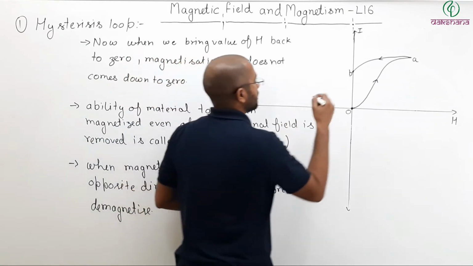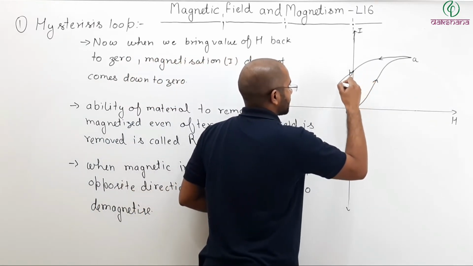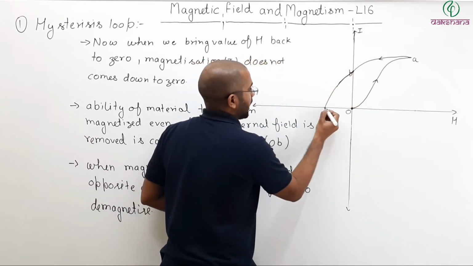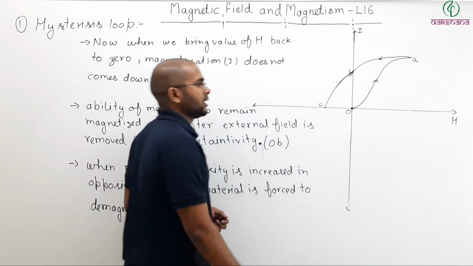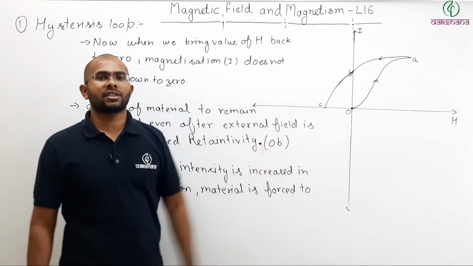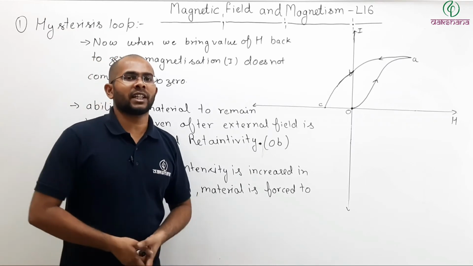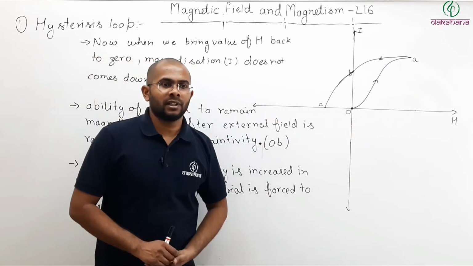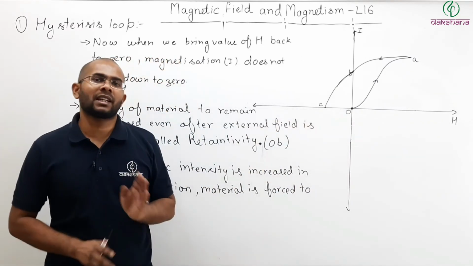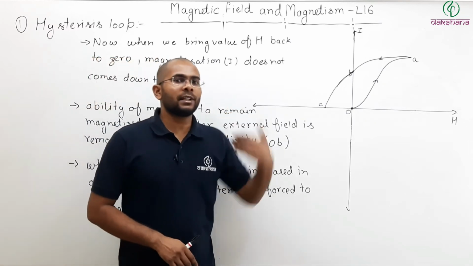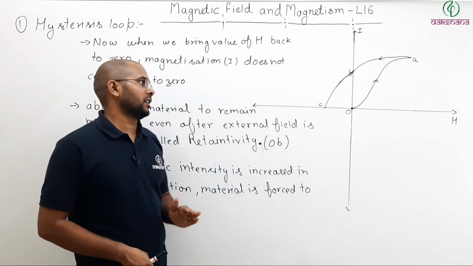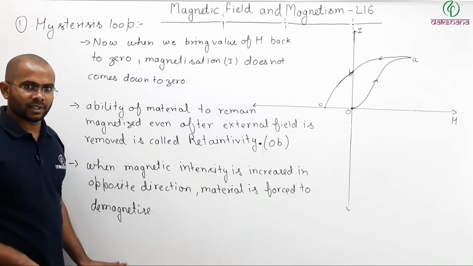So what will the curve be? The curve will be something like this. Here at this point, let us write this as point C. Your H is not 0, H is negative, and your magnetization becomes 0. So for a ferromagnetic material, once you magnetize it, just removing the field is not sufficient to demagnetize it. If you want to demagnetize a ferromagnetic material, you will have to apply an opposite direction field. Pause the video, note it down, then we will discuss further.